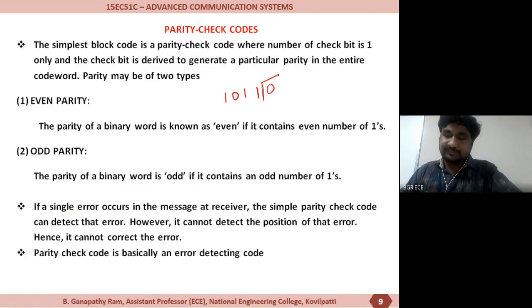Suppose this is the message word. If you want to add even parity, you have to add 0. If you want to add odd parity, you have to add 1. Or rather, for even parity you add 1, and for odd parity you add 0. These parity bits can be either padded at the end or added at the beginning of the code word.